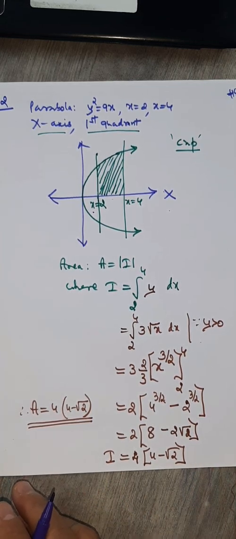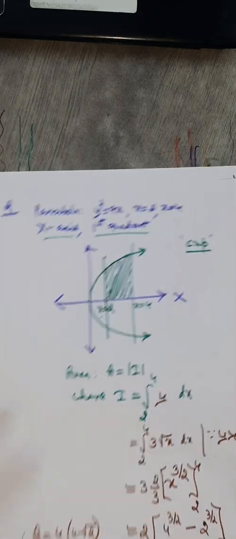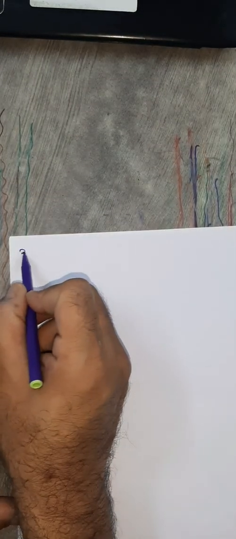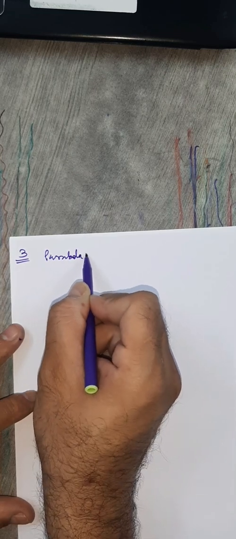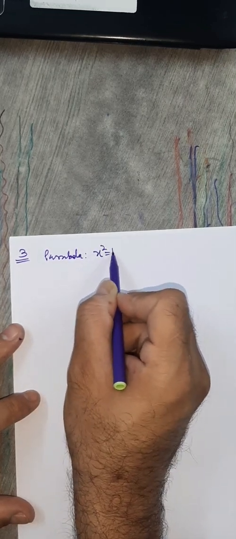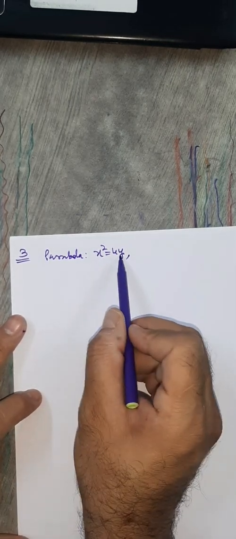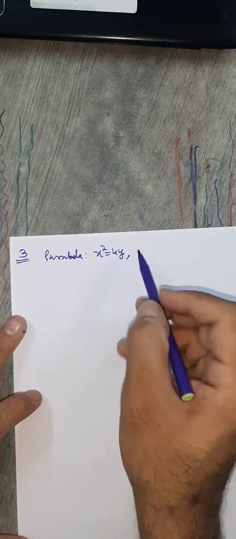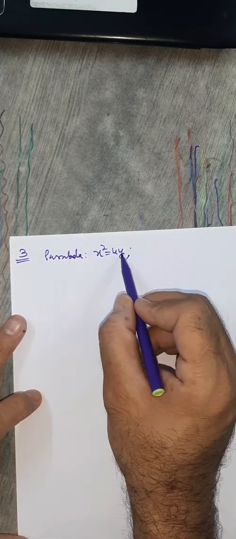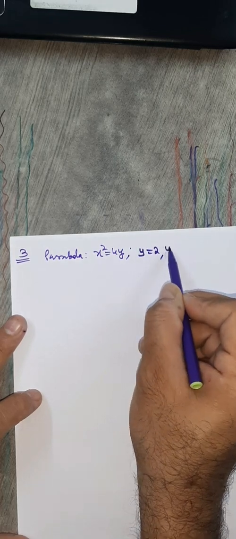Okay, fine. Let's go to the next question. The next question, there also you have a parabola. Look at the question. Question number 3, the third question. That's also a parabola. The parabola is given by which expression here? X square equals 4y. Now you see here, this is symmetric about the y-axis because y is free from the square, and the limits are y equals 2 and y equals 4.